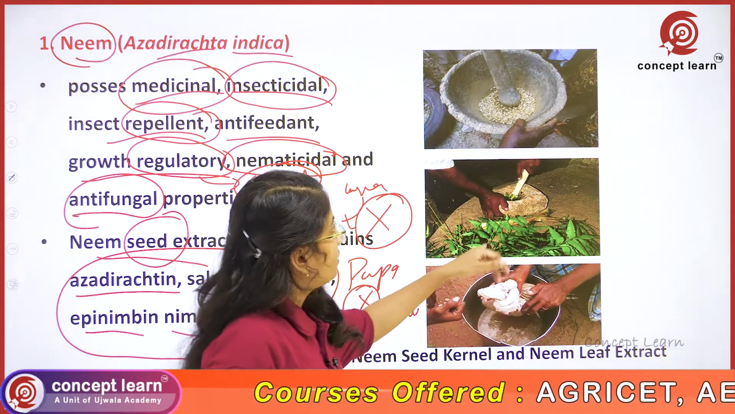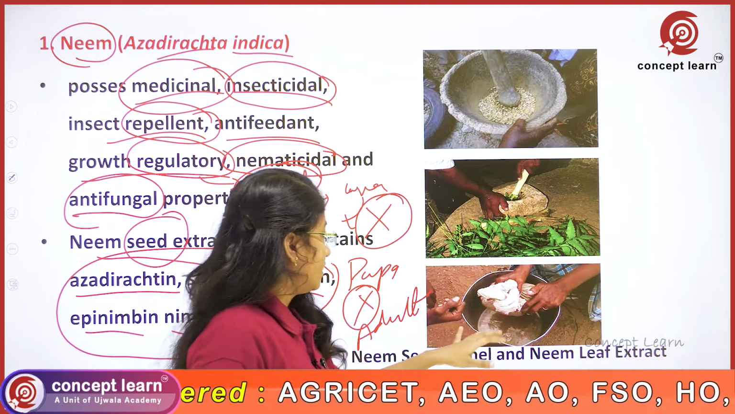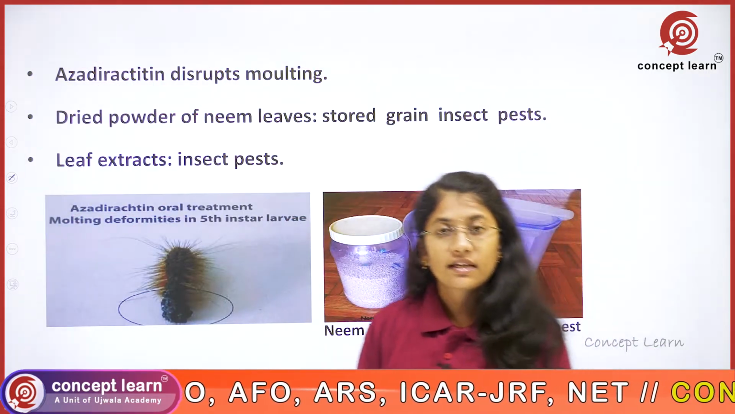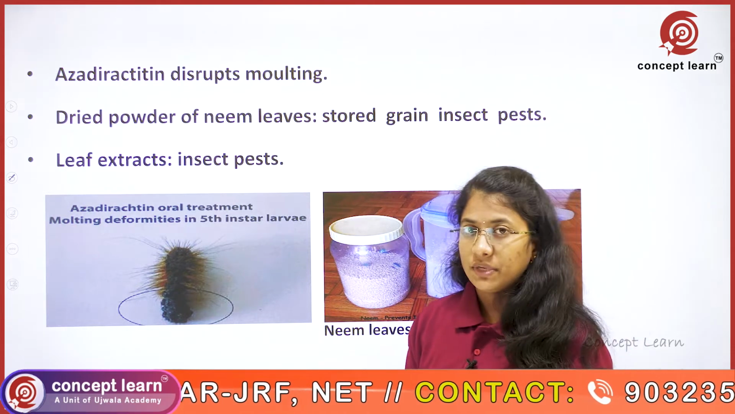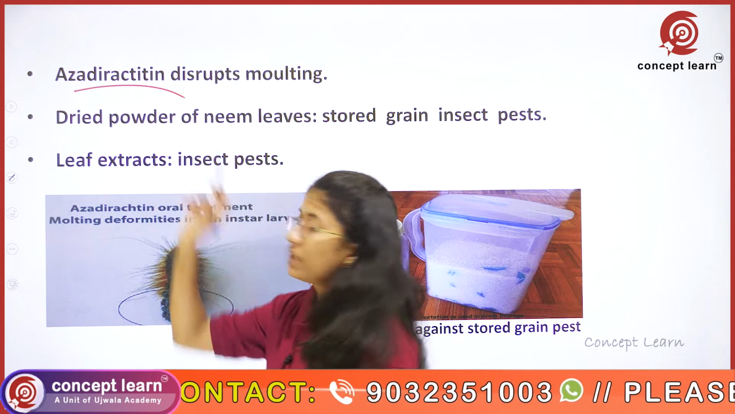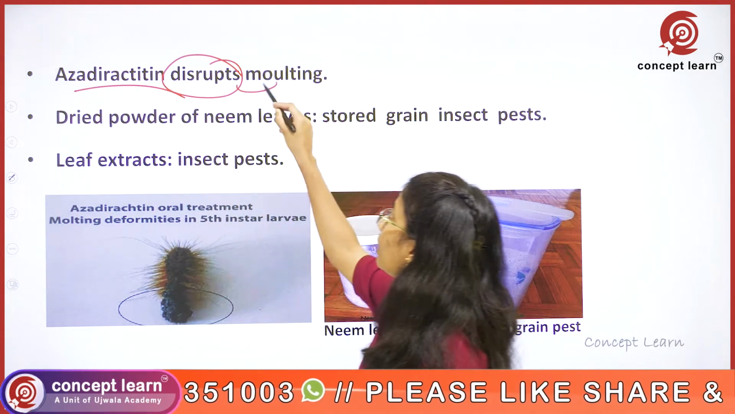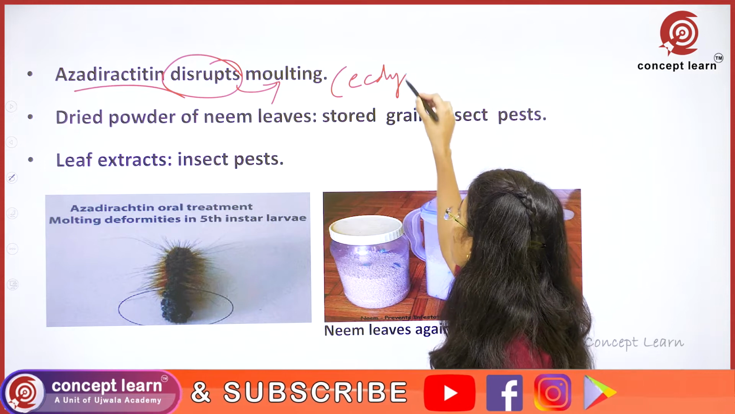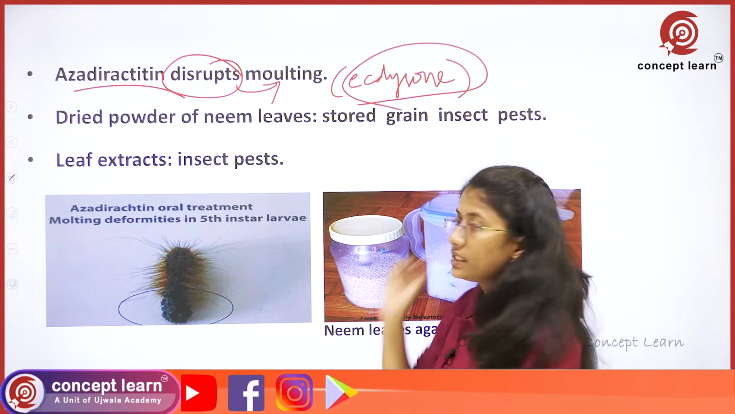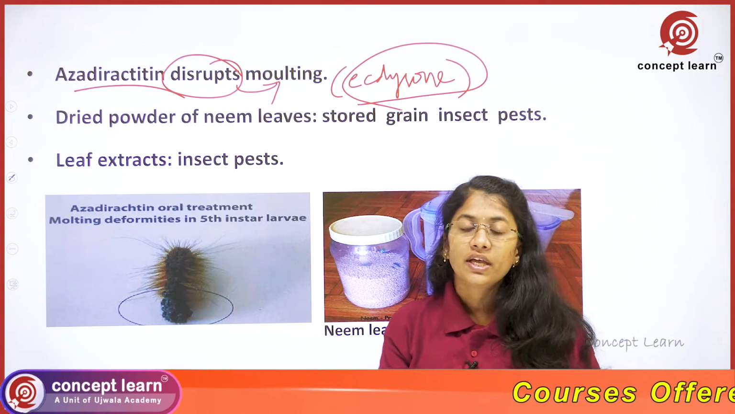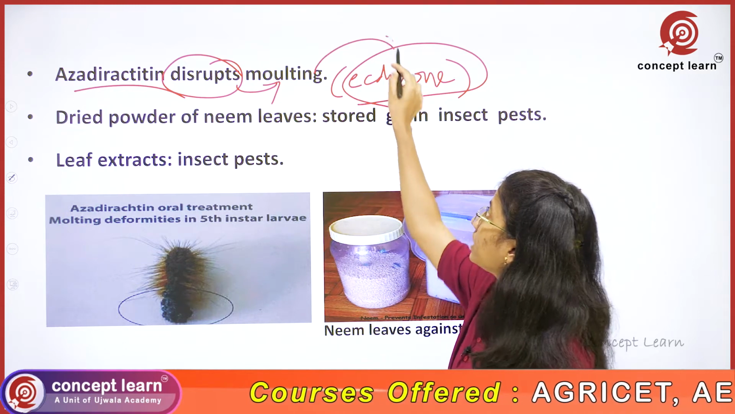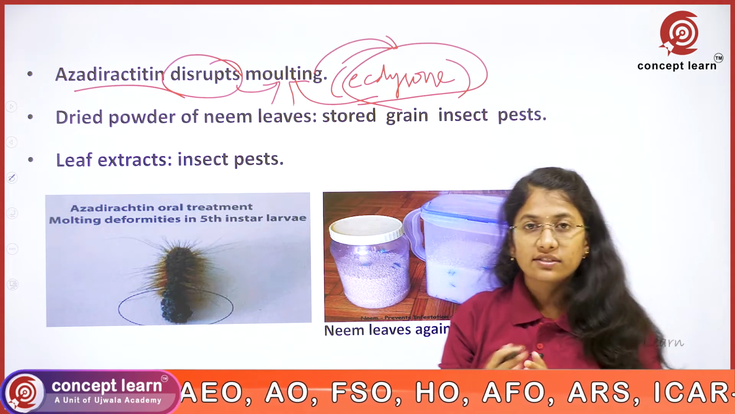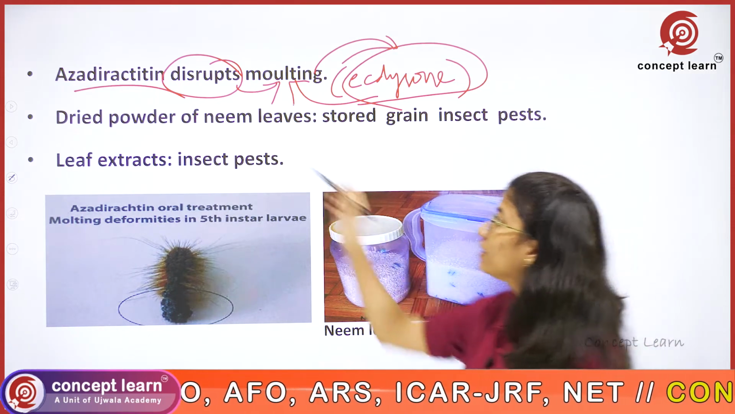Here you can see how neem leaves are crushed and how the oil is extracted. This is the neem seed kernel preparation and this is the neem leaf extract preparation. Out of all those compounds, azadirachtin is the major important one, and it is used to disrupt the molting process. It disrupts molting by acting upon the hormone ecdysone, which usually stimulates molting within insects. For the insect to grow, it has to shed its outer exoskeleton, and that process is inhibited by azadirachtin.